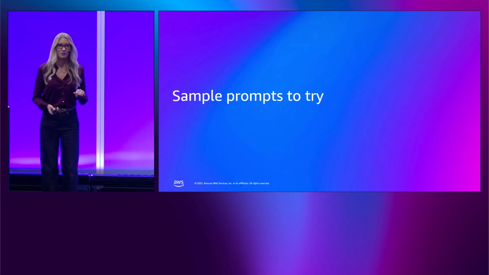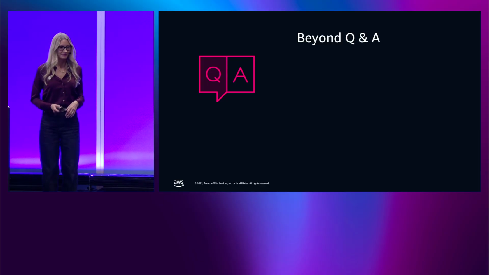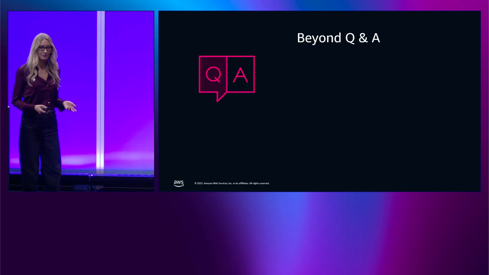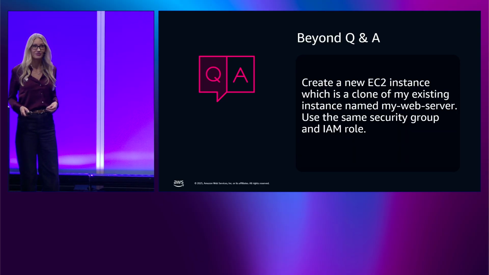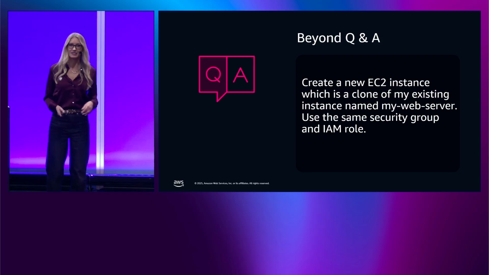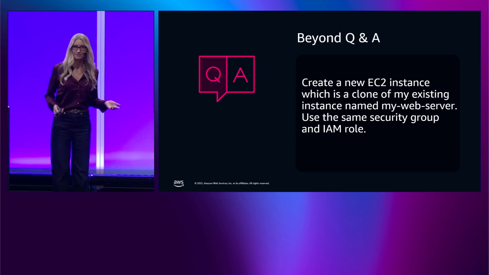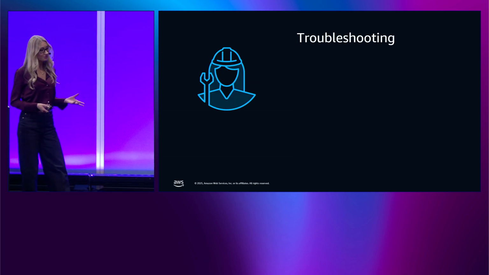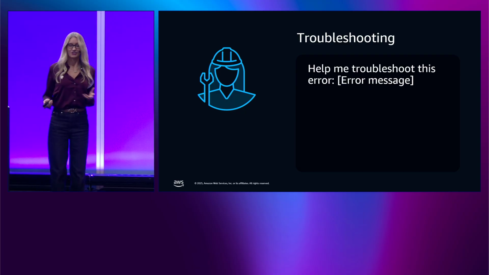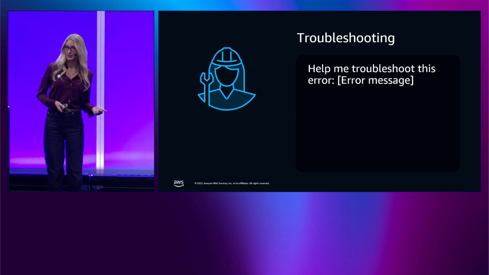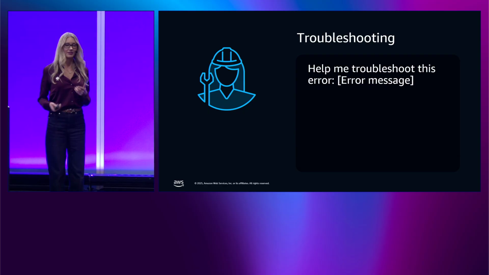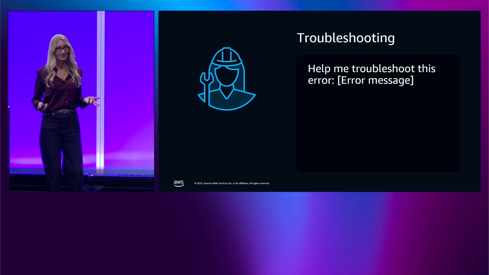All right, so in terms of sample prompts to try, I've got a few to share with you. First of all, it goes beyond Q&A because it can actually do stuff for you. You can allow it to take action in your AWS account and do things like creating a new EC2 instance that's a clone of an existing instance and specifying particular security groups or VPCs, etc. Help with troubleshooting? If you've got an error, it could be an error with AWS or an error with Python or any other popular programming language. Kiro can help you in your terminal.